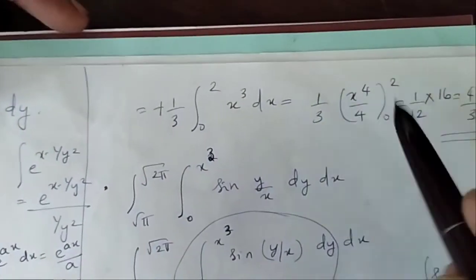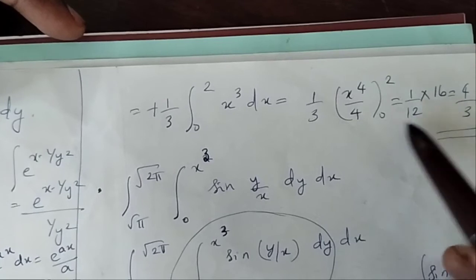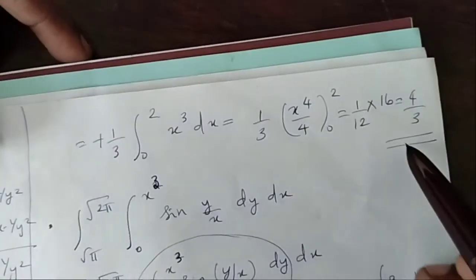Now integrate x cube. It is x raised to 4 by 4. Limit from 0 to 2 gives 4 by 3 as the answer. Okay.